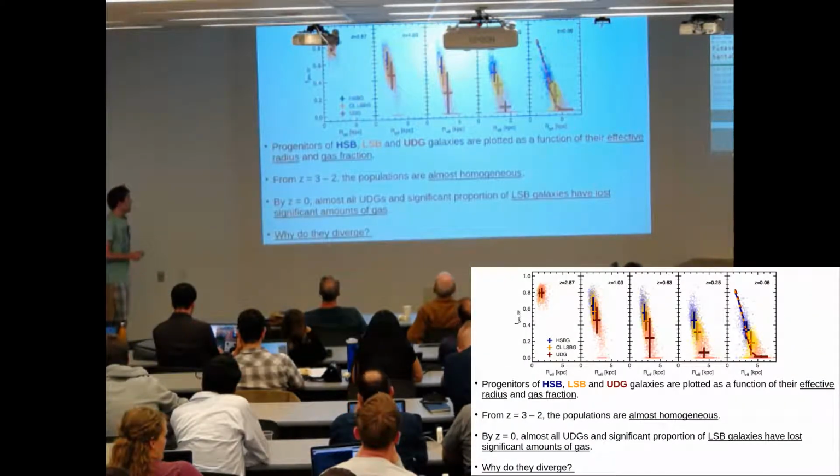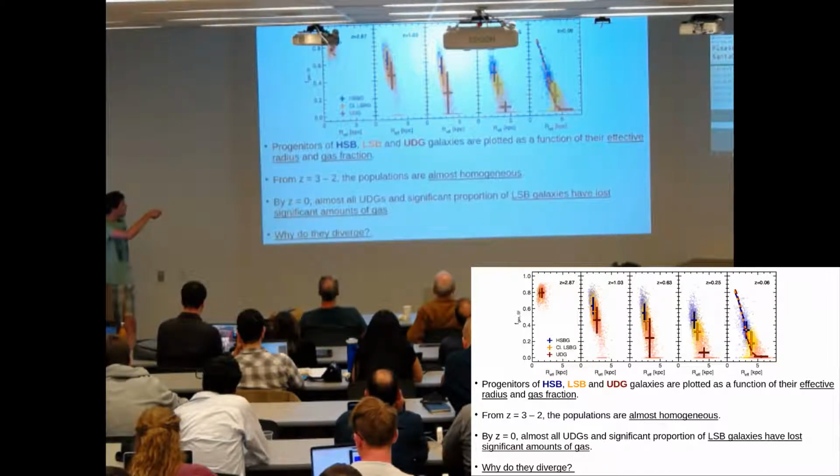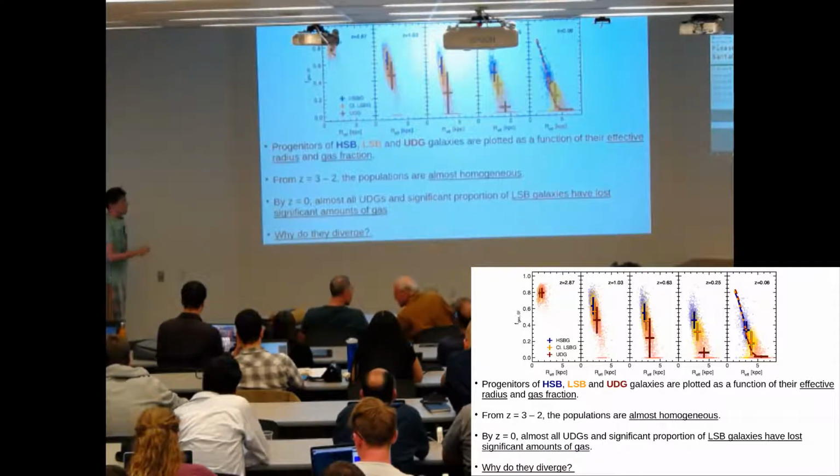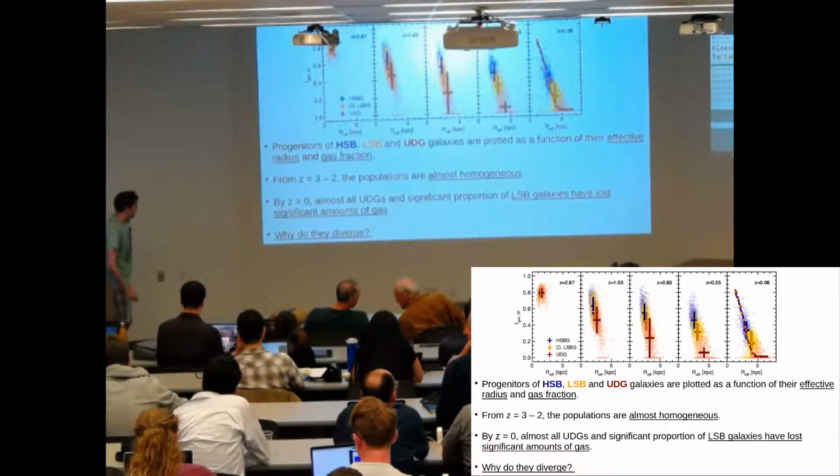We can show this in a different way. This is the effective radius gas fraction plane evolving with time. Between redshift 3 and 2, high surface brightness and low surface brightness galaxies appear to be essentially homogeneous populations. Then UDGs begin to pull away from the general population of high surface brightness galaxies. So the question is, why are they actually diverging?